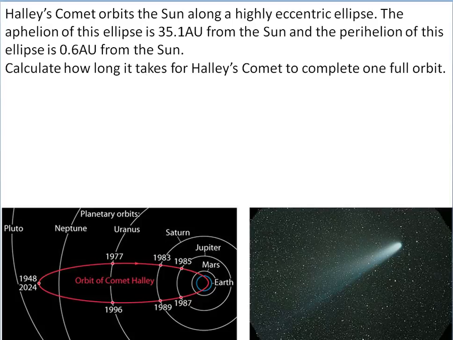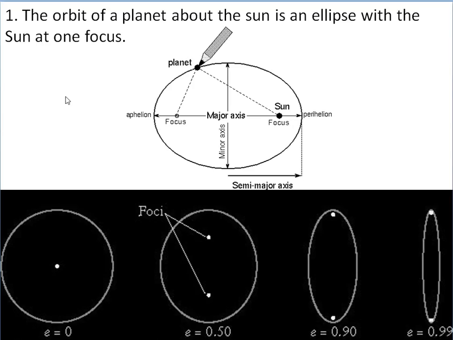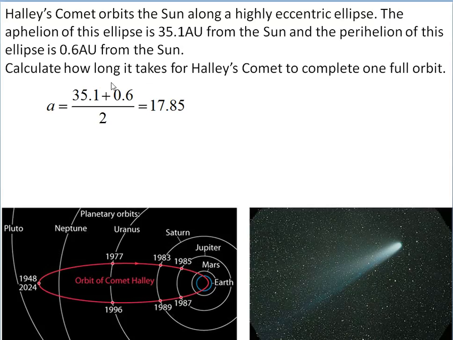And so what we can do is we can go back to this picture, and if we're given this distance and if we're given this distance, we can add those two together to get the major axis, and then we can divide that in half to get the semi-major axis. So that's what I've done right here. The semi-major axis is 35.1 plus 0.6, and we divide that by 2, 17.85. And so at this point, now that we have the semi-major axis, the problem becomes identical to the previous one.